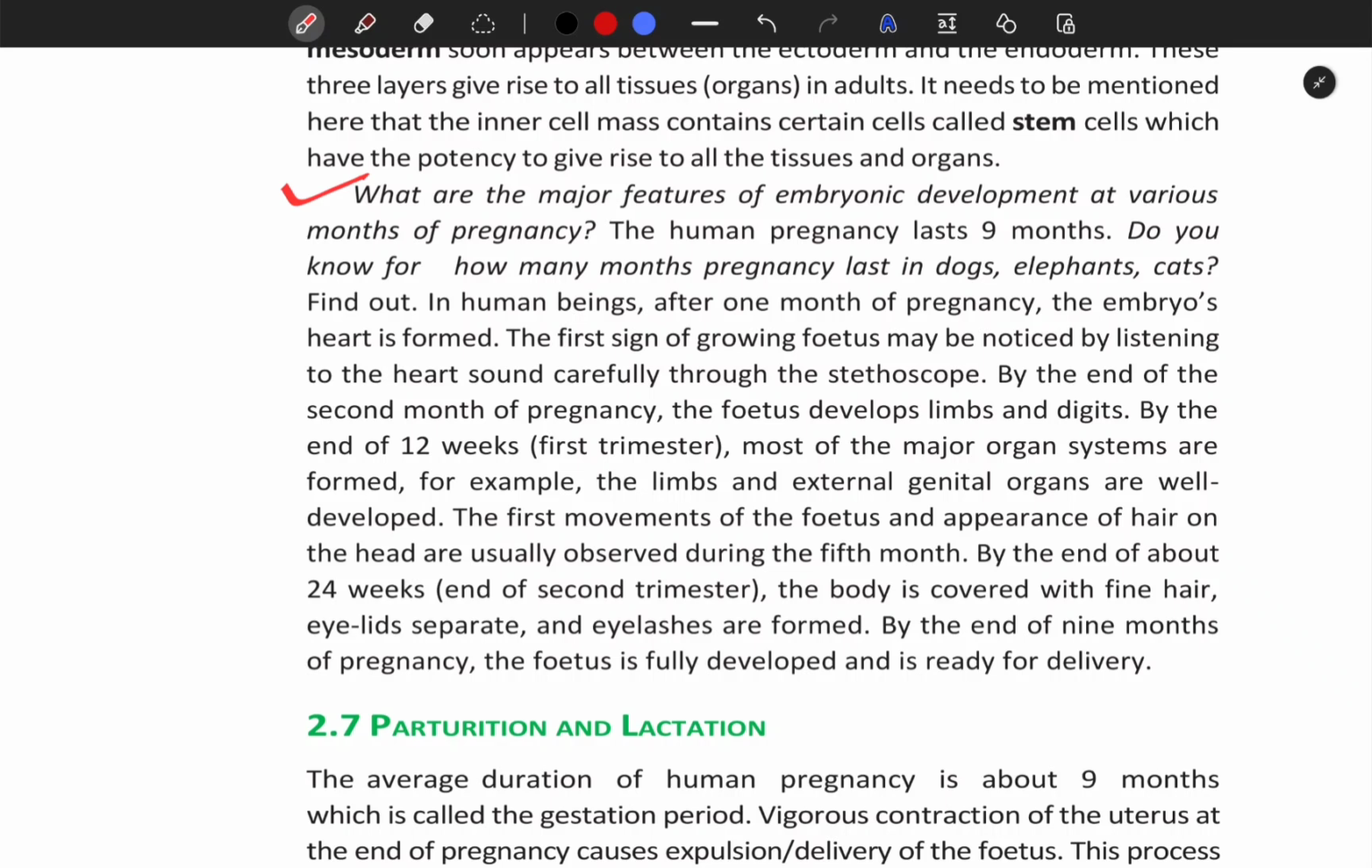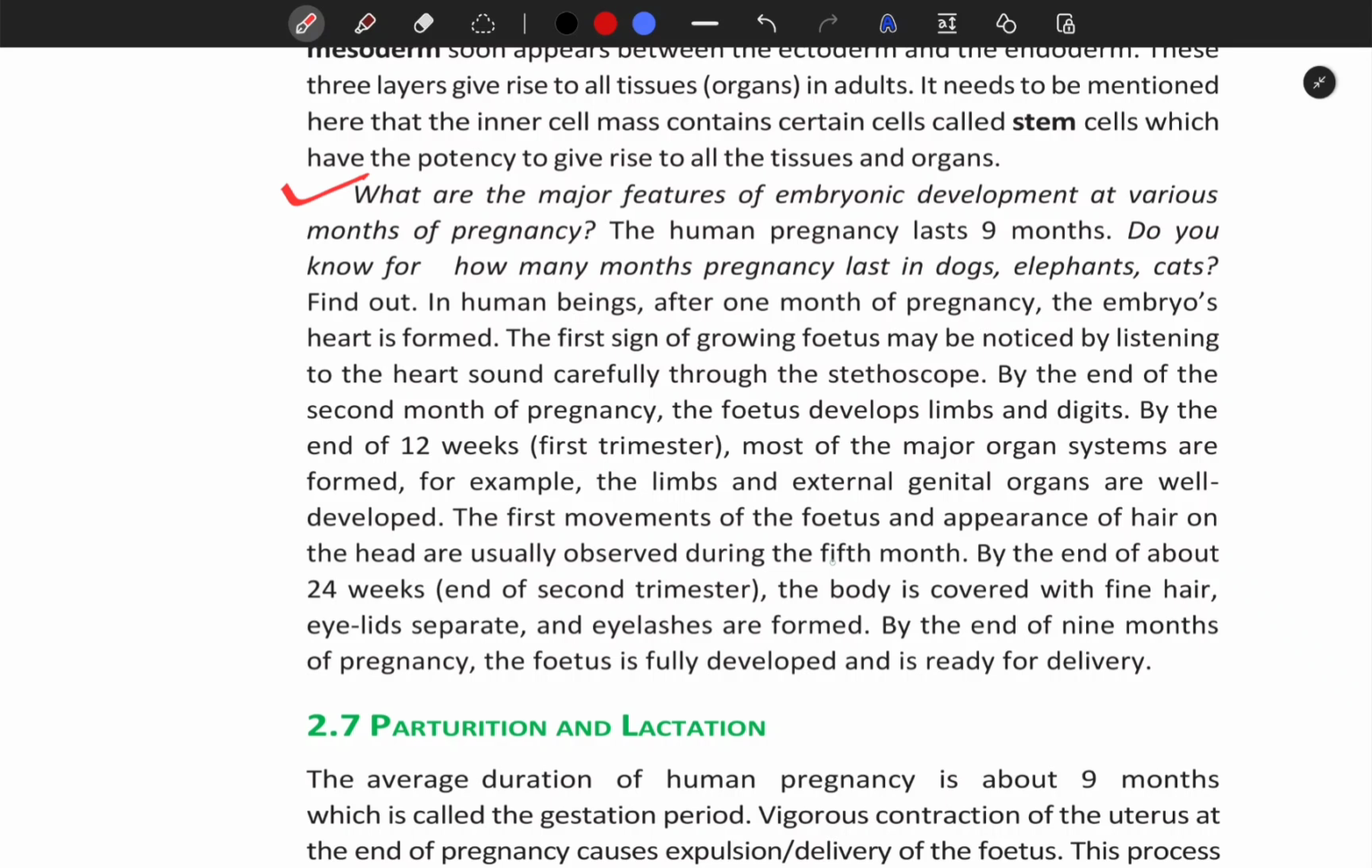Find out. In human beings, after 1 month of pregnancy, the embryo's heart is formed. The first sign of a growing fetus may be noticed by listening to the heart sound carefully through the stethoscope. By the end of the second month of pregnancy, the fetus develops limbs and digits. By the end of 12 weeks, that is the first trimester, most of the major organ systems are formed.